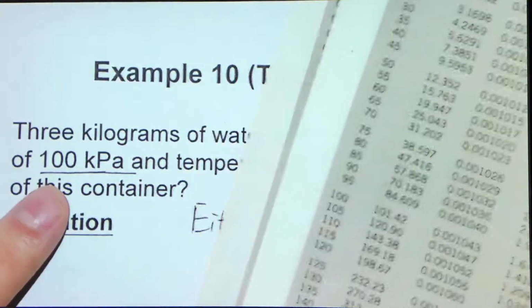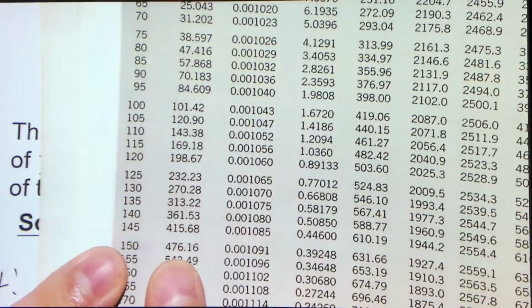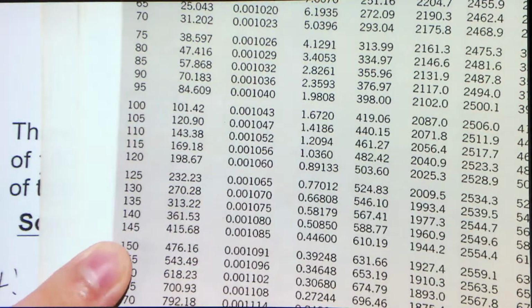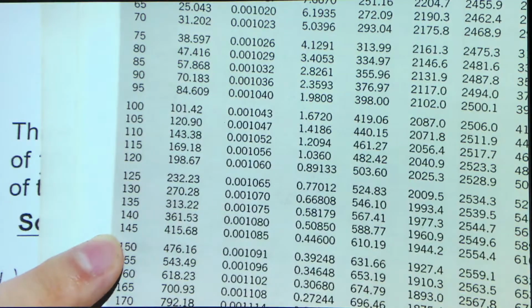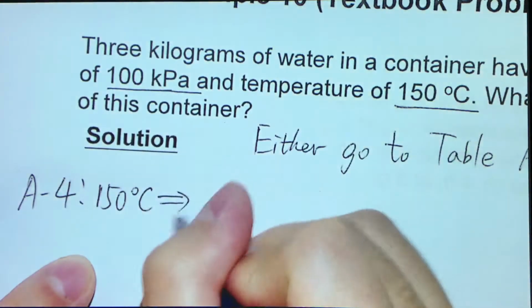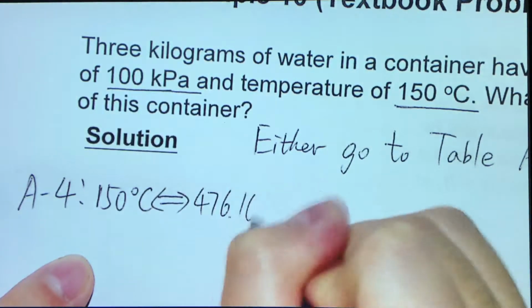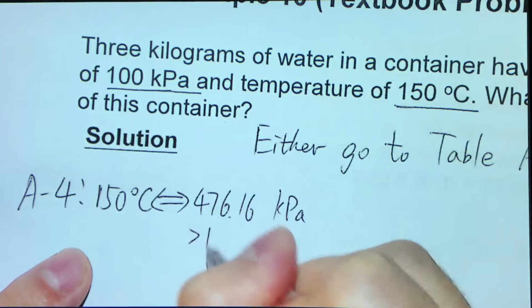Okay. But what's the given pressure? The given pressure is 100 kilopascal, which is smaller than the value I have told you, 476.16. What does it mean? If it is at this pressure, then it will be in a saturated state. But if the pressure is less than this, then we have less pressure, and it will become a superheated vapor. Okay, it will be vaporized. So we say that 150 degrees C corresponds to 476.16 kilopascal. This one is greater than 100 kilopascal.